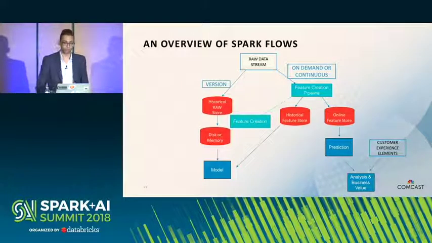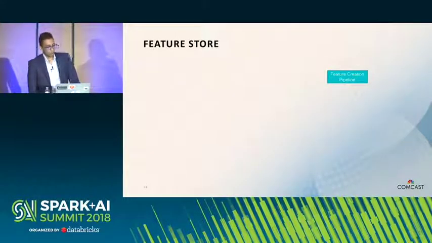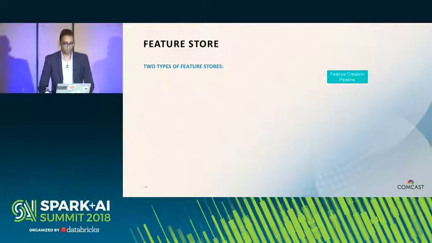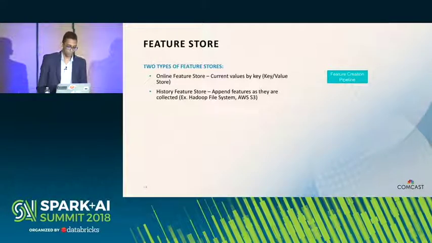And I'll go into more detail into each of these different blocks later on. One thing which we definitely needed was a feature store to do this at scale. And by feature, here I'm talking about a machine learning ready feature, something you can put in an actual prediction function. So we have two kinds of feature stores.